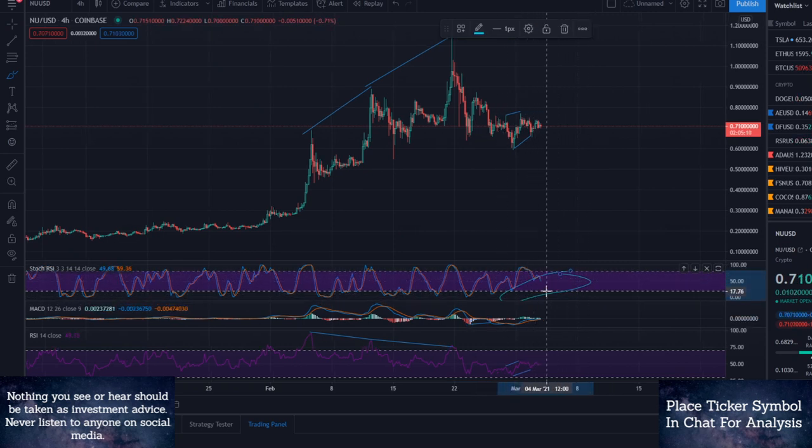Stochastic, well, we have room to go either way, right? We're midfield on the stochastic. Now, the stochastic only accounts for about 10% of our decision making when we decide to enter or exit any position, and this really is neither bullish nor bearish.